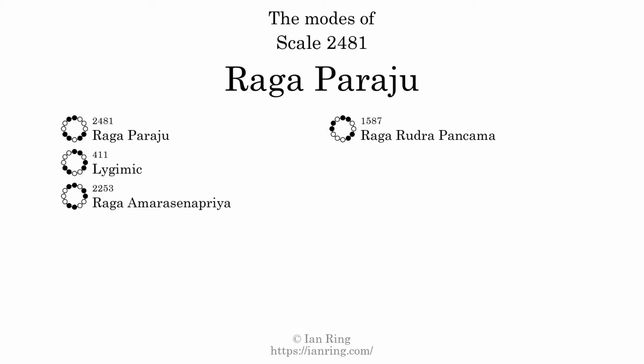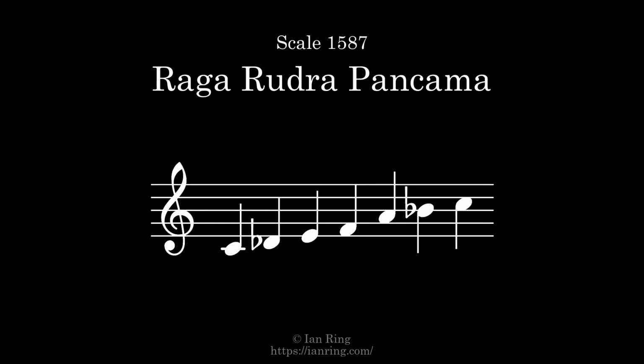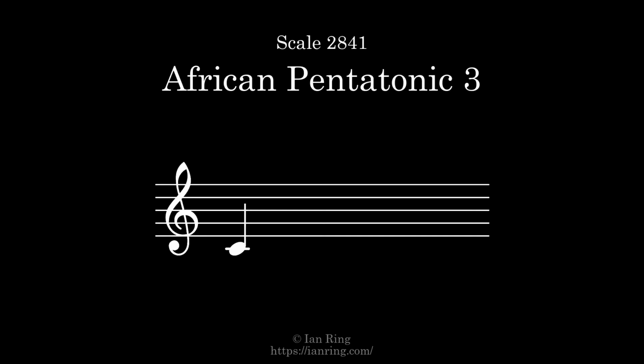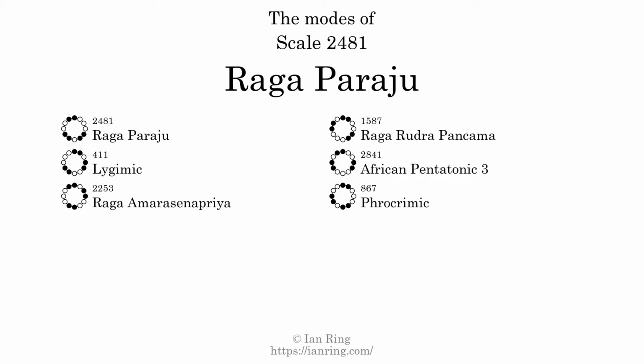The fourth mode is scale 1587, also known as Raga Pancama. It sounds like this. The fifth mode is scale 2841, also known as African Pentatonic 3. It sounds like this. The sixth and last mode is scale 867, also known as rhythmic. It sounds like this.